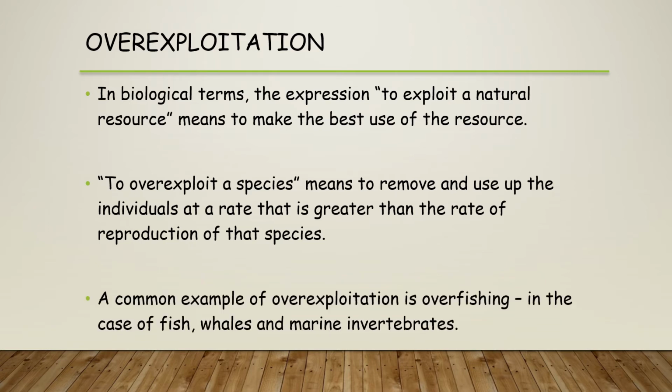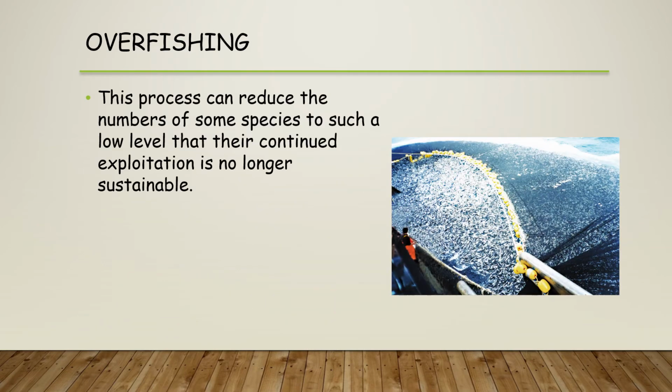And a prime example of that is overfishing. So that's a case of fish, whales and marine invertebrates. Overfishing is a process where we reduce the number of some species to such a low level that their continued exploitation is no longer sustainable. And we saw that with a number of species in the North Sea, particularly cod, where cod levels got down to a really dramatically low level where we thought we might have no cod left in the North Sea.